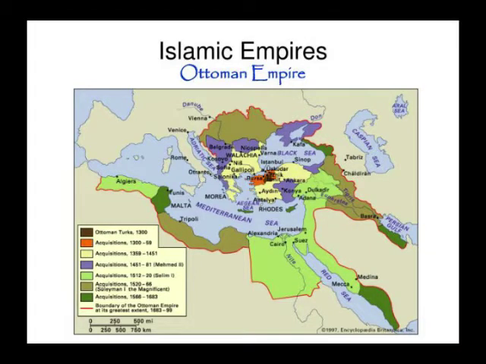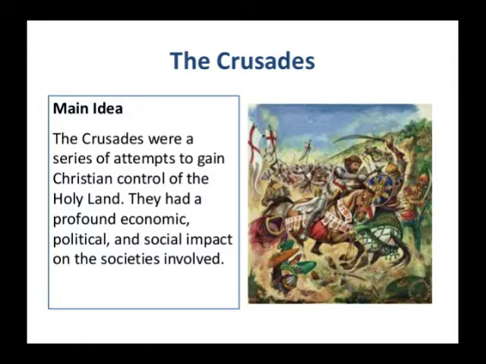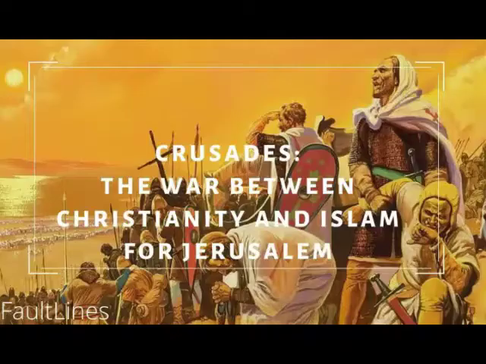Islam was the official religion of the Ottoman Empire, so a series of religious wars started between Muslims and Christians. Now these religious wars were known as Crusades. The aim of the Christians was to capture the Holy Land of Jerusalem from the Turks.